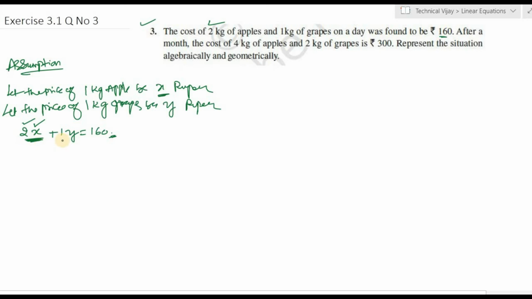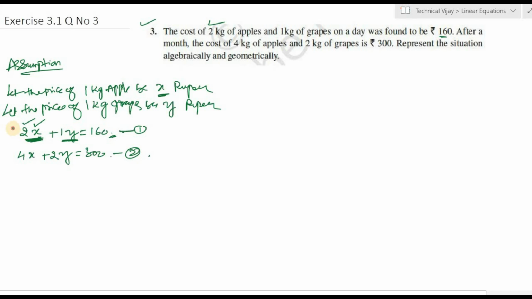So this should be in the form of amount. We have to consider x and y as prices only, because the numbers are the quantity. Quantity into each price is equal to total amount. In this way we have to represent it. So this is one equation. The second equation will be 4 kg of apple plus 2 kg of grapes is equal to 300 rupees. This is one day, this is the other day. So this is equation 1, this is equation 2.